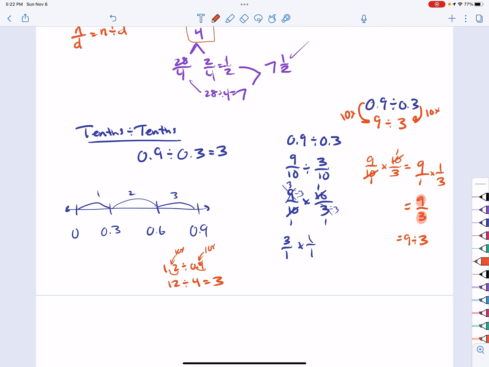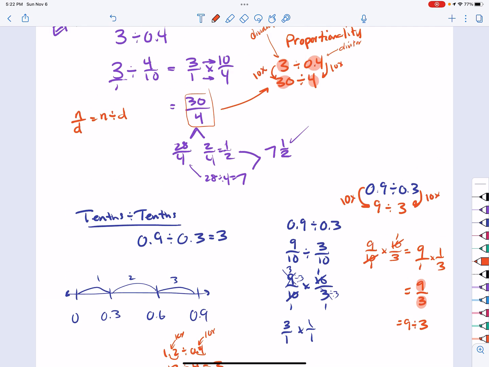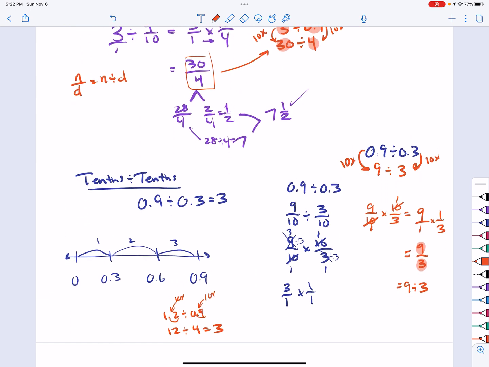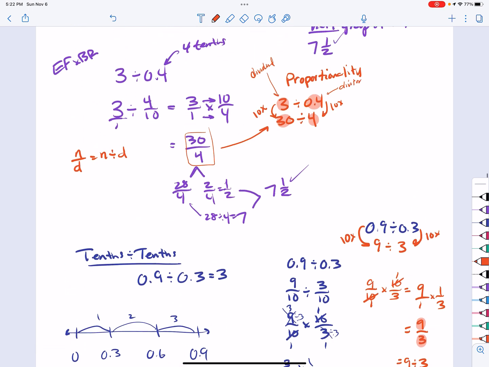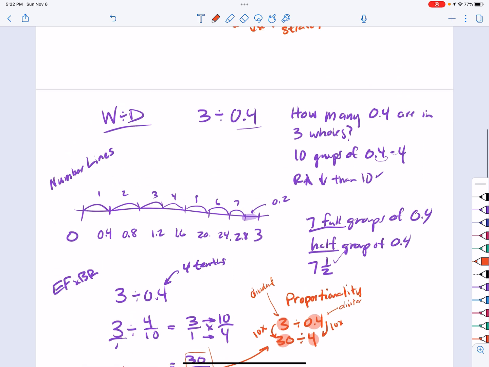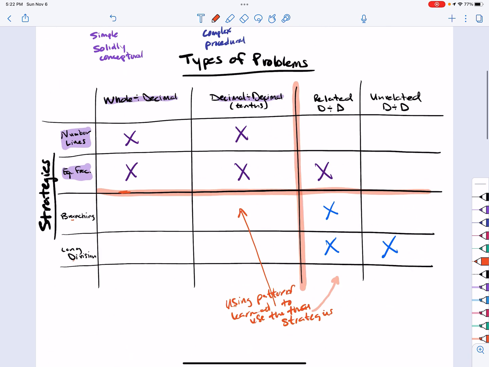So this is a way that you can take a more complex problem and simplify it. So that idea of proportionality, that you can multiply your divisor and your dividend by 10 repeatedly, once, maybe twice. You could do it more than once, probably. Why not? And that will get you something easier to solve. So we've looked at wholes divided by decimals, decimals divided by decimals. We've done number lines, we've done equivalent fractions.